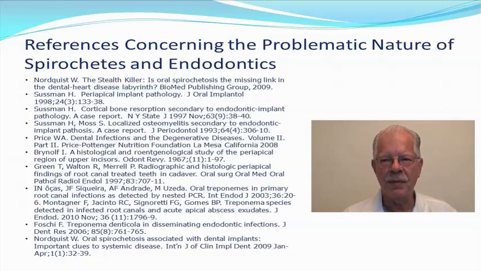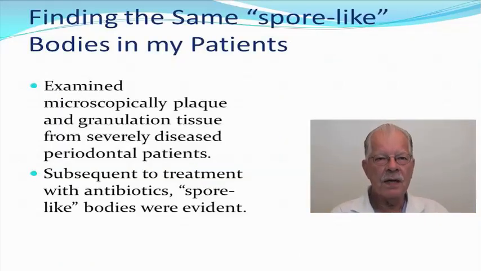and what they possibly can do systemically. So now that we have studied the spore-like forms and the fact that spirochetes produce these things, about three years ago I decided to see if I could find these same spore-like bodies in my patients. So I started examining plaque taken from patients with severe periodontal disease, looking for these spore-like forms in my own patients.